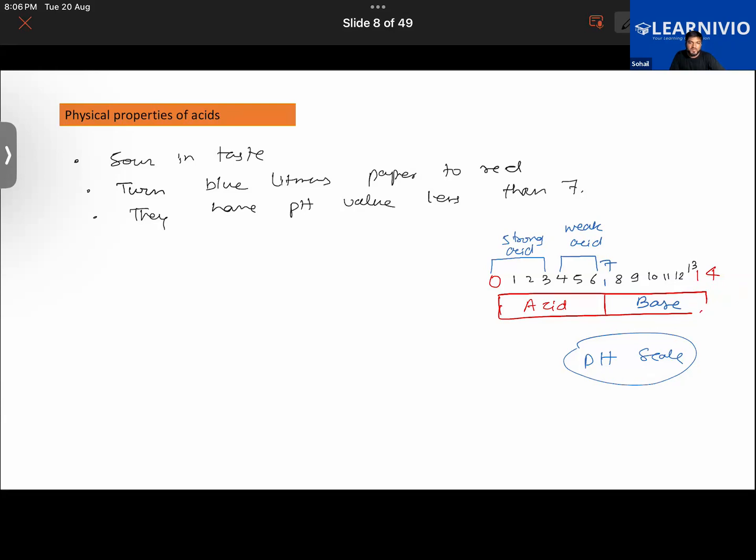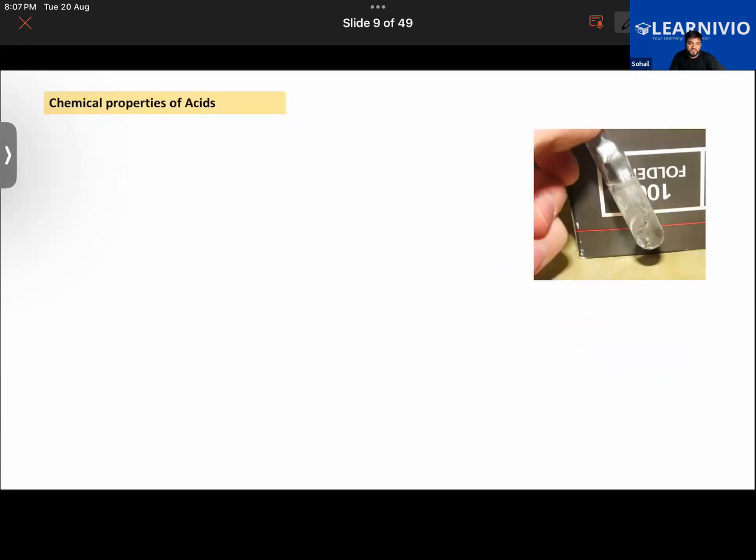Furthermore, there's another physical property of acids. They have a sour taste, they have a pH value less than 7, and they turn blue litmus paper red. That much. Now let us talk about the chemical properties of acids.